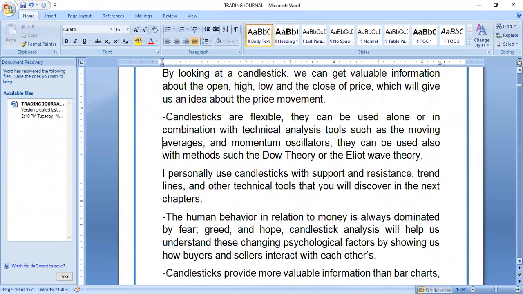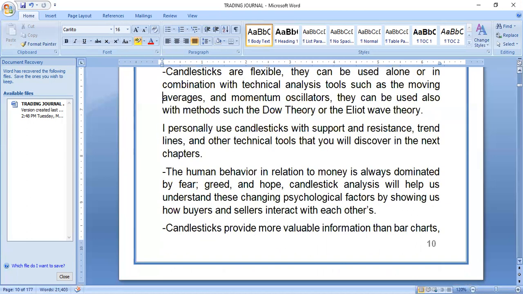Candlesticks are very flexible and they can be used alone or in combination with technical analysis tools such as moving averages and momentum oscillators. They can also be used with methods such as Dow theory or Elliott wave theory. That one I will look at at a later date. I personally use candlesticks with support, resistance, trend lines, and other technical things that you will discover in the next chapters.